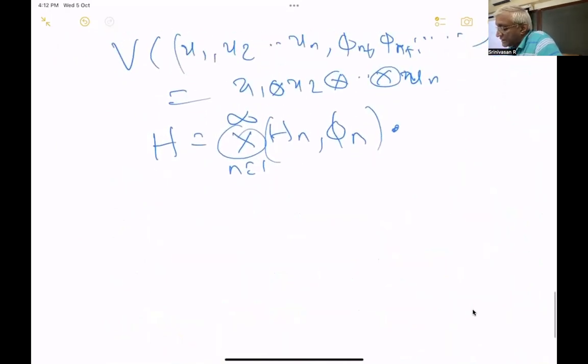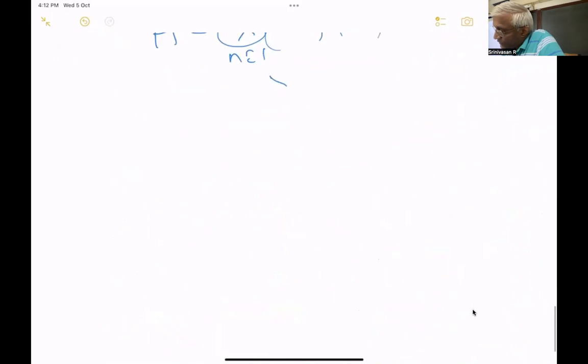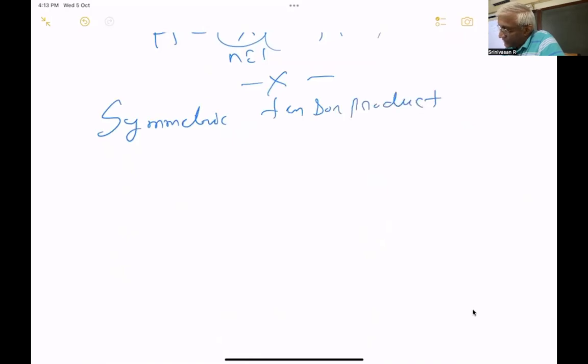Okay, then the next thing is what is important. What I'm going to do now is what is important. This is what is called, already I have defined this, the symmetric tensor product and anti-symmetric tensor product.